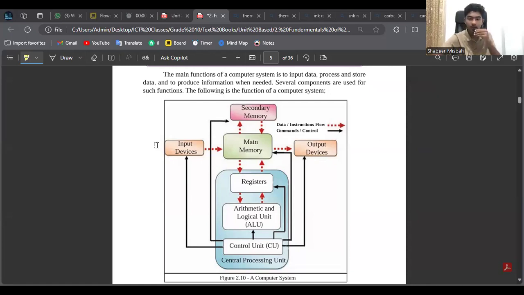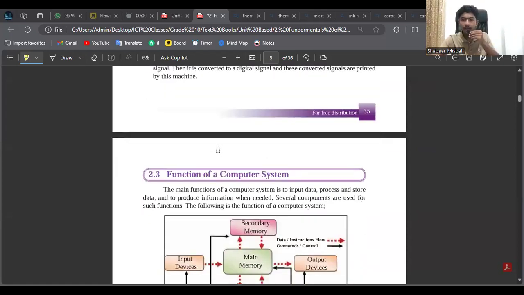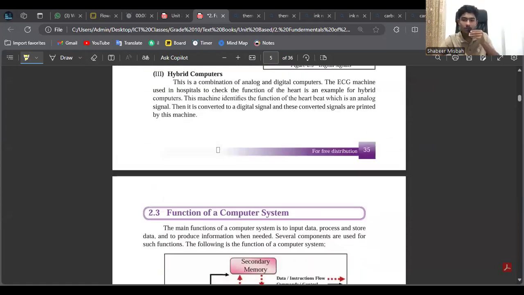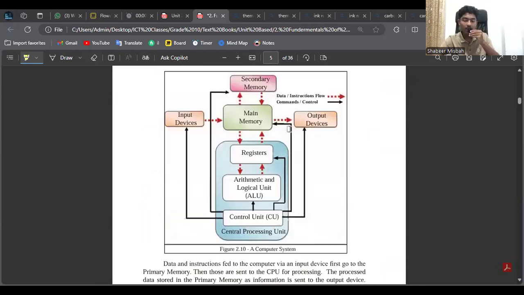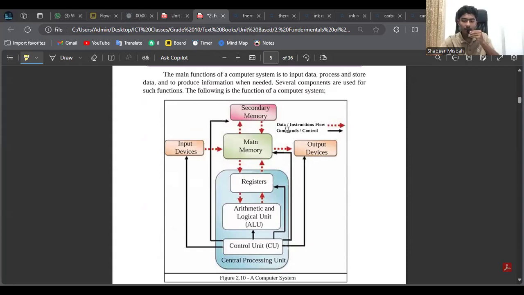So let's continue. This is a part that we skipped, functions of a computer system. We didn't discuss this, right? We did the classification according to technology and we skipped this part. The reason I skipped it is that this part has input devices and output devices as well. First of all, you need an idea about what input devices and output devices are to understand this properly.